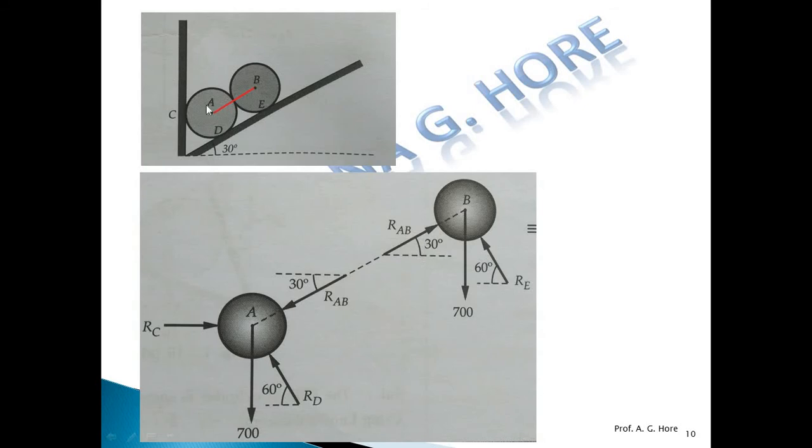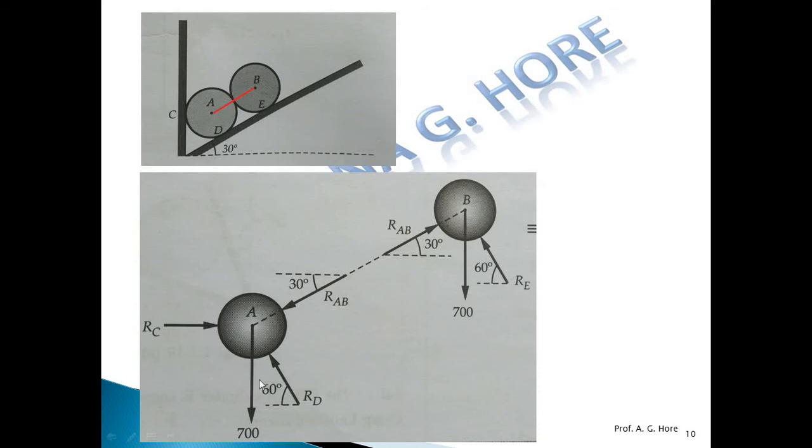Now for this A sphere, this RAB is towards the sphere A and having the same angle 30 degree with horizontal. Then for this B sphere, weight of this sphere, and at this point E, one inclined reaction, that is reaction is perpendicular at the point E but inclined from horizontal, and that angle is, this is 90 degree, 30 degree, so this must be 60 degree, that is reaction at point E.